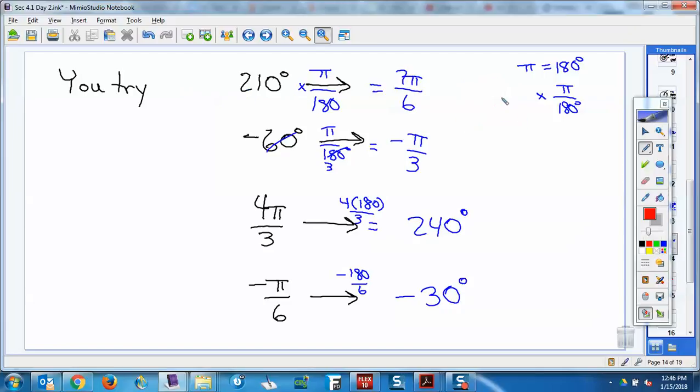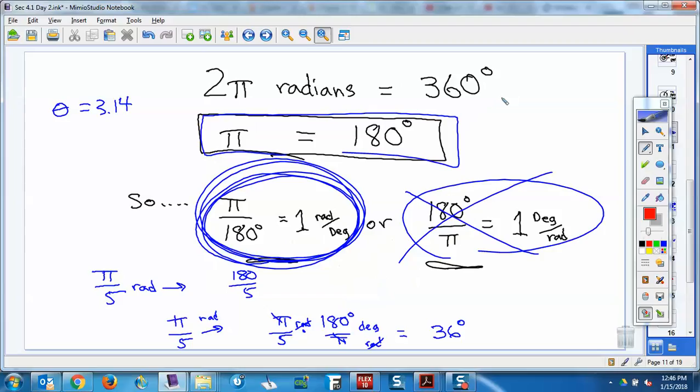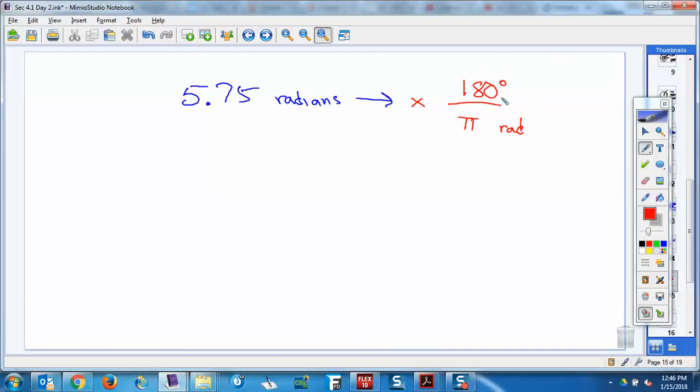So what have we been doing on this one? We multiply by pi over 180. We want the degrees to cancel. Okay, it just goes back to this screen right here. I said I normally don't use this because it gets confusing. I just substitute a 180 in for pi. But if I give you a radian that doesn't have pi in it, just a decimal radian, then we've got to be able to do it.